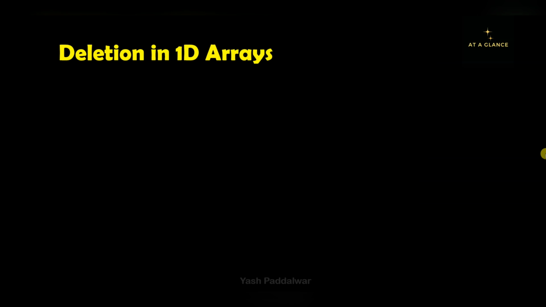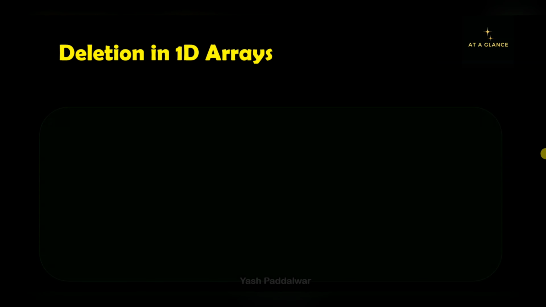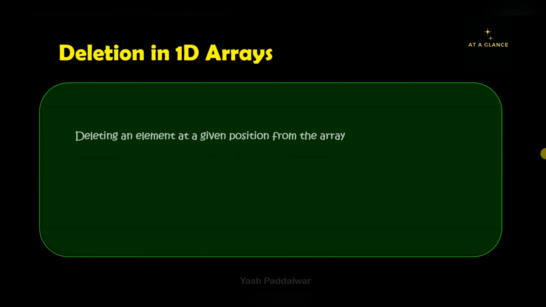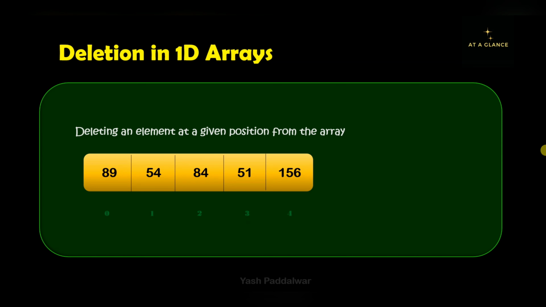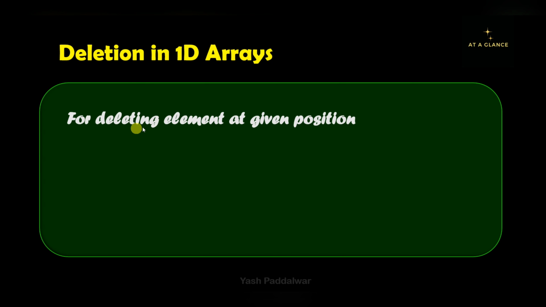Now we have talked about two cases of deleting an element located at the first and last position. Now let's talk about a famous case where we need to delete any element located at a particular given position, which may or may not be the first or the last position. So let's take the same example, but this time we are going to delete an element located at a given position. Let's say the position is 3. So the element located at position 3 is 51.